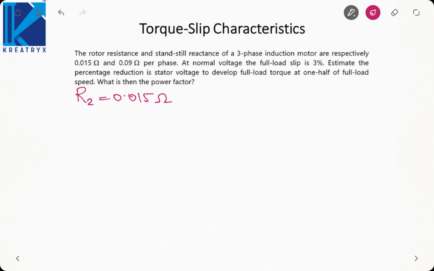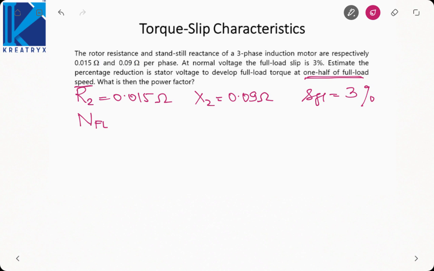0.015 ohm and 0.09 ohm. At normal voltage, full load slip is 3%. Estimate the percentage reduction in stator voltage to develop full load torque at 1/2 of full load speed. So this thing is very critical. Half of full load speed. Okay. It is not saying half of full load slip. It is saying half of full load speed.